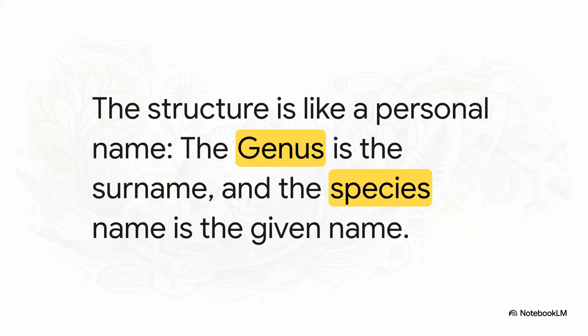The cool thing is the structure is super intuitive. The easiest way to think about it is like your own name. The first word is the genus. That's like your last name or your surname. It tells you what bigger family you belong to. The second word is the species name. That's like your first name or given name. It pinpoints the specific individual within that larger group. So for humans, it's Homo, that's our genus, and Sapiens, that's our species.